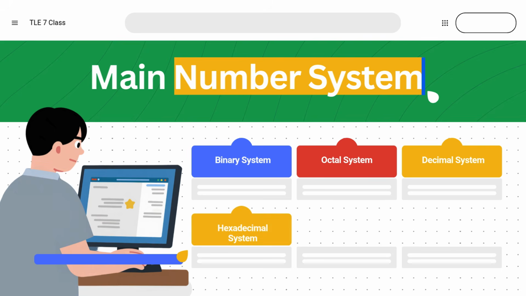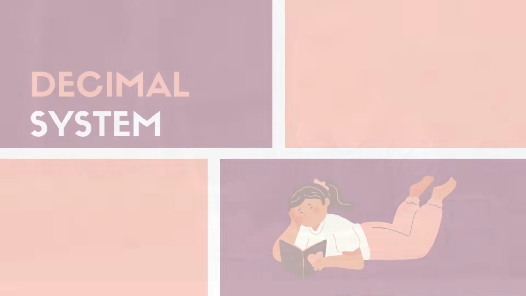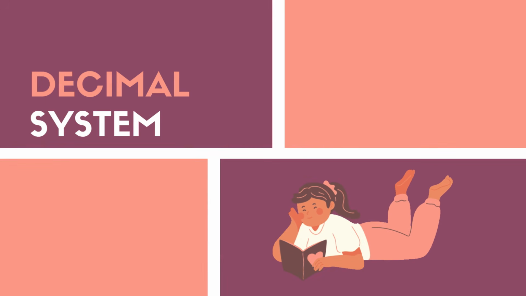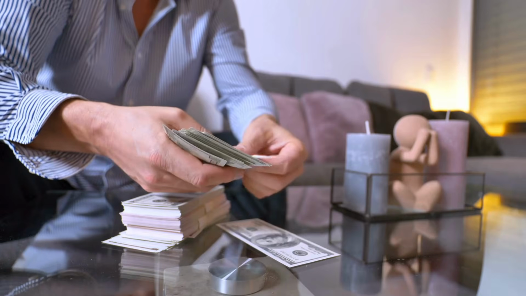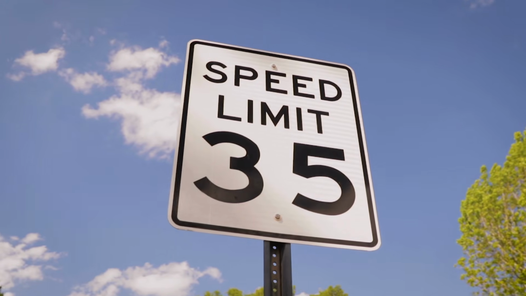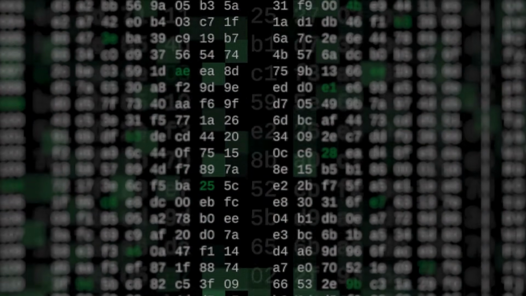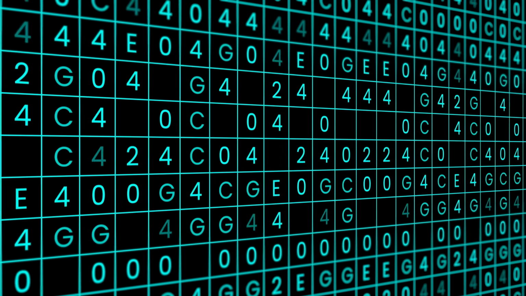Which of these number systems do you encounter most often in everyday life? In everyday life, the decimal or base 10 system is the one you encounter most often, as it's the standard for everything from counting money and reading prices to checking the time or speed limits. While binary and hexadecimal are essential for the devices you use, they usually stay hidden behind the scenes.